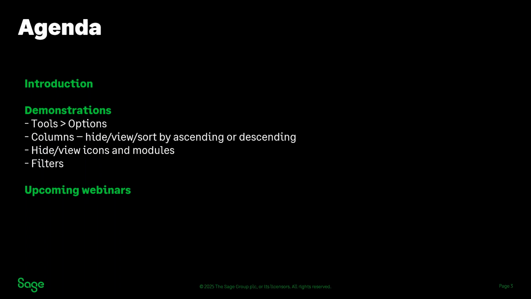So I'm going to start by introducing the topic, different areas that you might benefit from, options that you might use to customize your software. So there's options within tools and then the options window. We're going to look at the columns within your ledgers, so how to hide, view, sort by ascending and descending. We're also going to look at the little icons along the top of your software as well. So when you go into each module, how do you customize those as well? And also as well, we'll look at filtering your ledgers. And then towards the end, I will show you the upcoming webinars and what we've got going on throughout the next month or so.